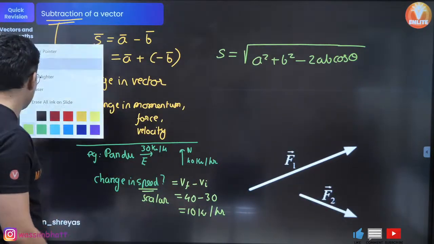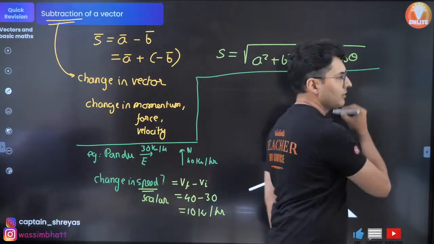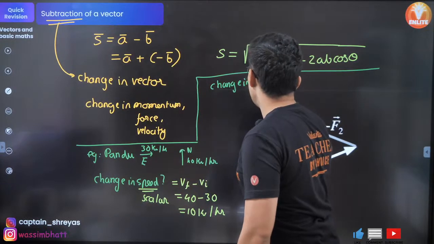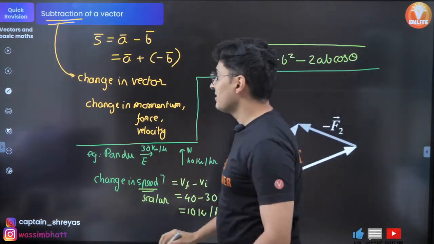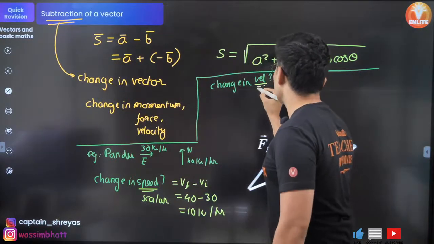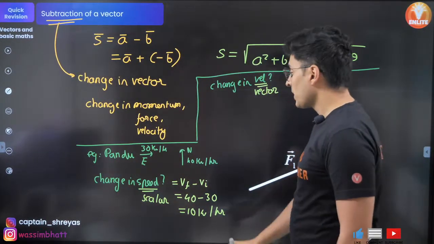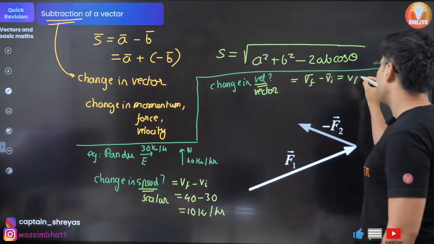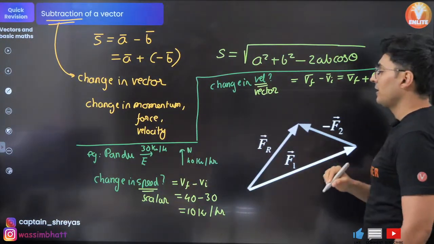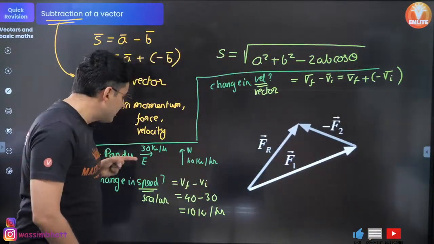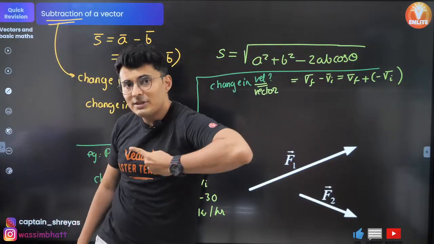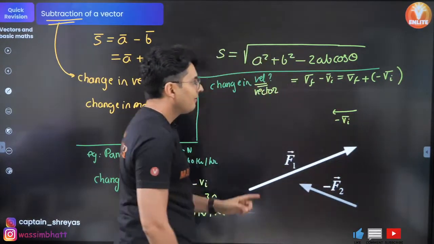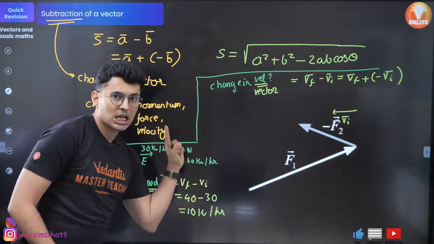But if the question says, by chance, change in velocity, then keep this in mind: velocity is a vector quantity and you will have to do final vector minus initial vector, which is final vector plus negative of initial vector. So initial vector is this way, negative of that vector will be this way. So the negative Vi vector will be this way. Final vector is like this, north, towards this side.